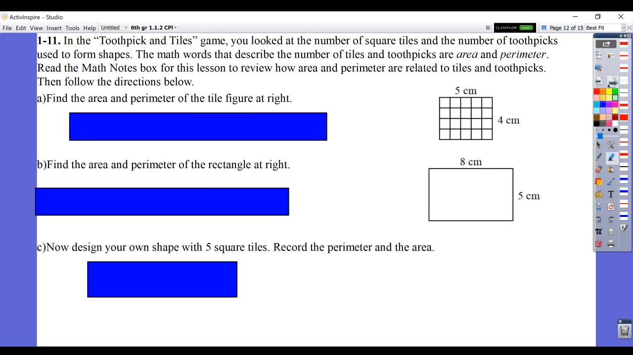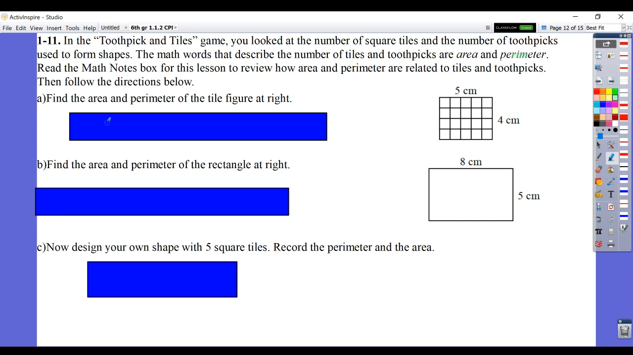For 111, it says, in the toothpick and tiles game, you looked at the number of square tiles and the number of toothpicks used to form shapes. The math words that describe the number of tiles and toothpicks are area and perimeter. So again, area is the number of tiles, how much space inside the shape is taken up with square tiles, and perimeter is the toothpicks, the edge, how many units around the edge does it take to create a fence or an outside edge, a rim, if you will, for perimeter.